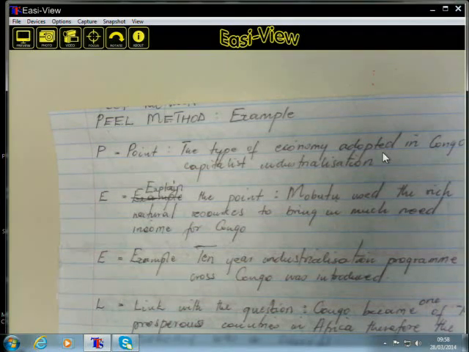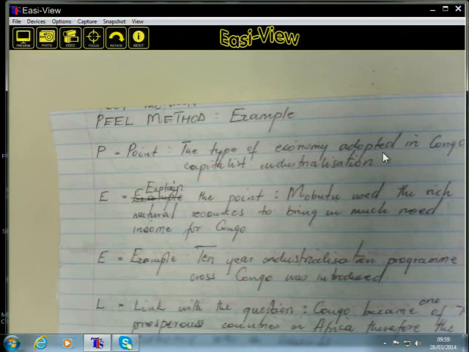For example, let us take the economy of Congo. The first P means that we have to describe the type of economy adopted in Congo, which is capitalist industrialization. And then the first E, you explain the point, where you will say what happened in Congo during this capitalist industrialization, where you will talk about Mobutu and what he did. For example, we say that he used the rich natural resources to bring in much needed economy in Congo.